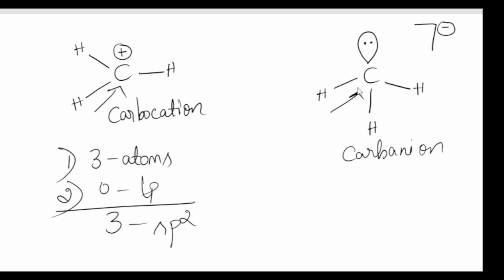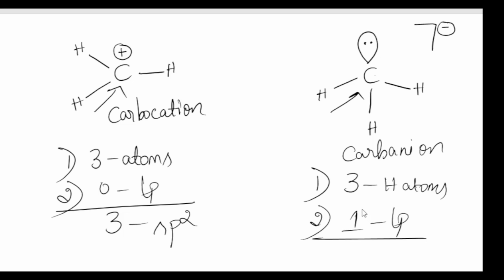What is the geometry of this? Trigonal planar. Now, I want to know the hybridization of this particular carbon atom. It is attached to 3 hydrogens, correct? Therefore, 3 hydrogen atoms it is attached to. And in the second case, is any lone pair there? Yes, we can see one lone pair over here. That's why I will write one lone pair. If we add this, how much will it become? 4. That's why this carbon atom is sp3 hybridized.